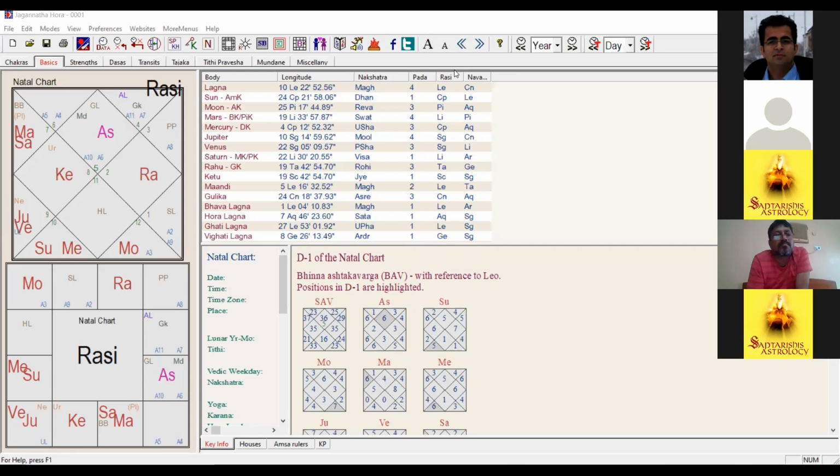Because Ketu is in Jyeshtha Nakshatra. Jyeshtha is ruled by Mercury. So it means wherever Mercury sits and its sign, they are connected with Ketu. Okay, like this. Now I will take one more question, then we move to our next sutras.